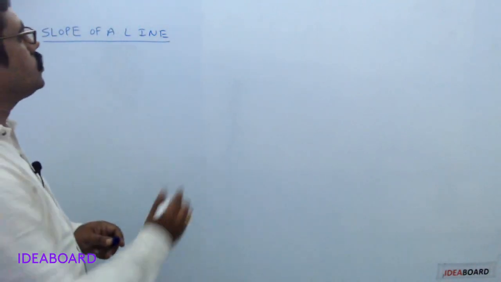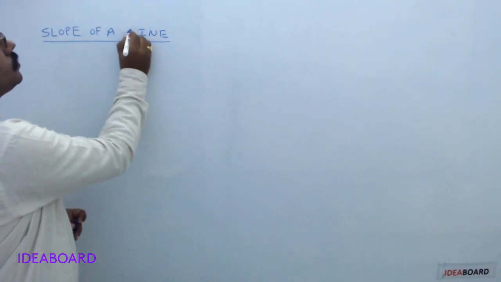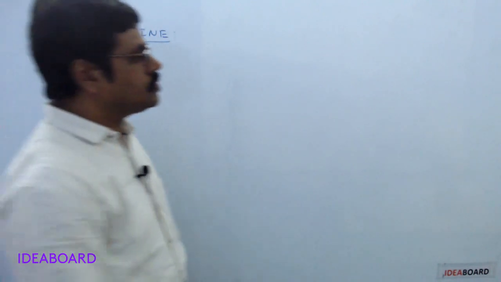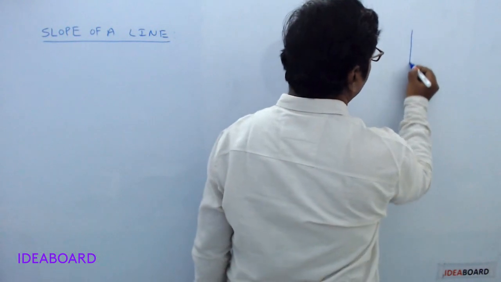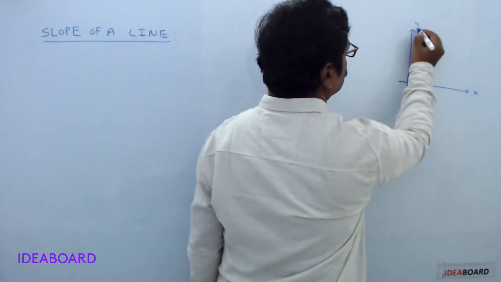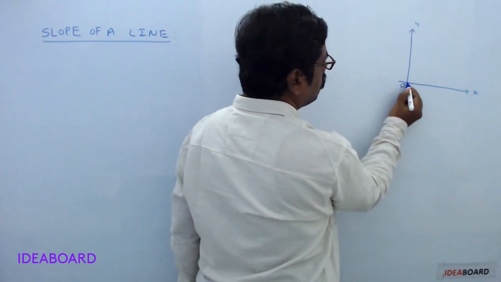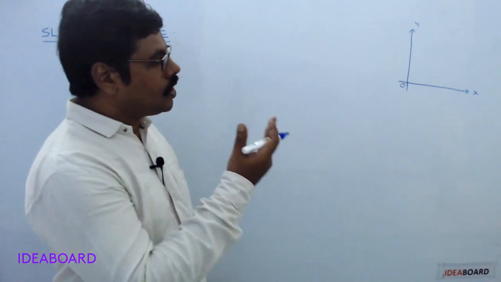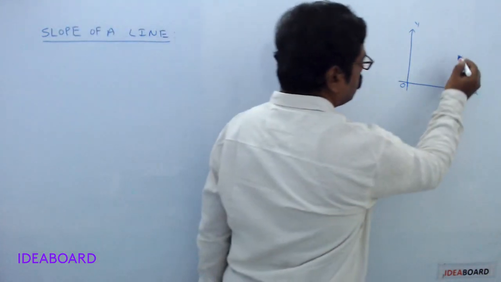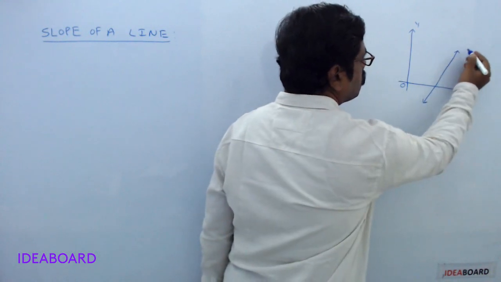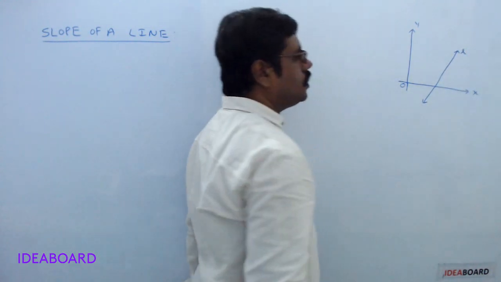Now what is slope of a line? First draw the coordinate axis. This is x-axis, this is y-axis. Intersecting point of x-axis and y-axis is the origin. Now draw a line. Suppose this line is L.